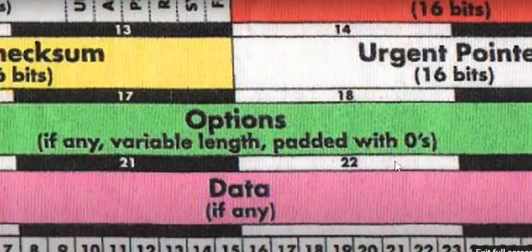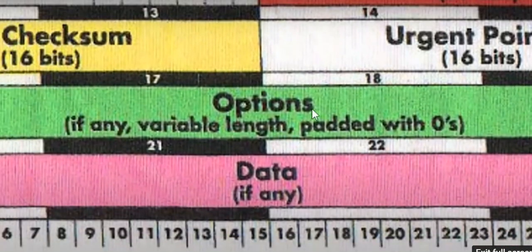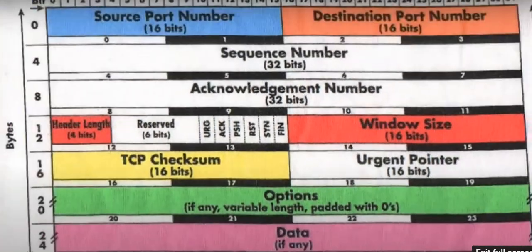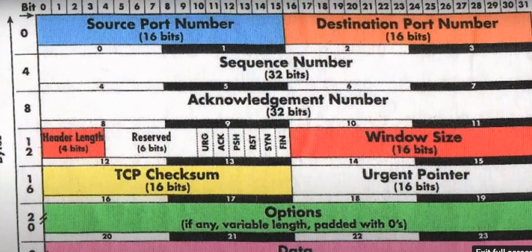flag is set. Lastly, row 6 contains options and padding, allowing for additional information and aligning the TCP header to a multiple of 32 bits. Understanding these TCP header fields is crucial for analyzing network traffic, identifying potential security threats, and gaining insights into the systems communicating over the network.